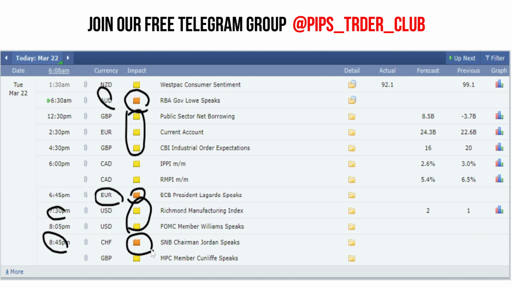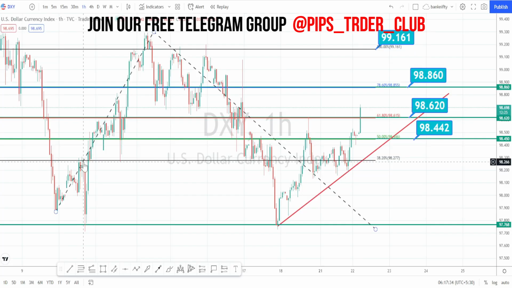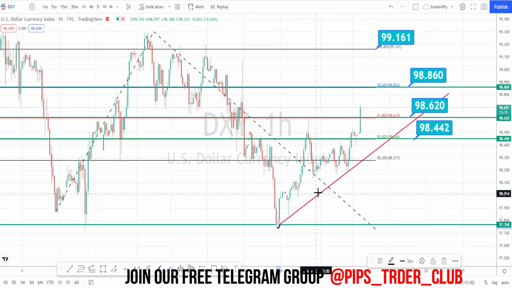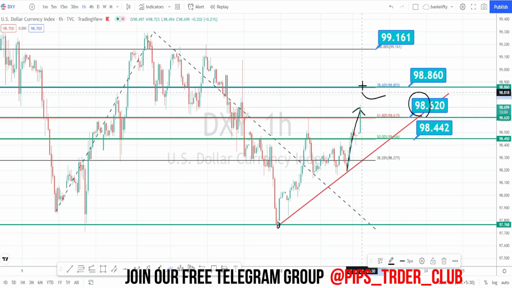Let us look at dollar index. I'm in hourly time frame of dollar index. When we look at the trend of the market, from here it started its bullish trend and it is continuously in a very strong bullish trend. Currently it has also crossed this level of 98.620 and it is trading between the Fibonacci's retracement level of 78.60 and 61.80.